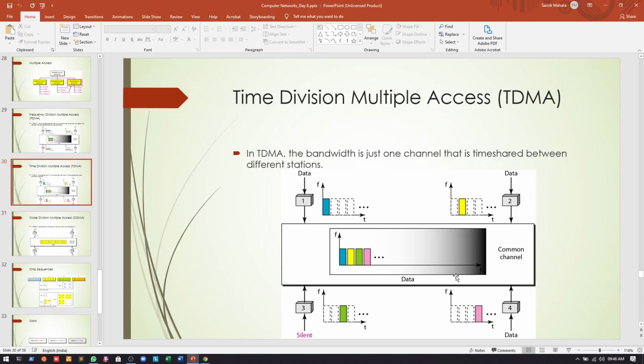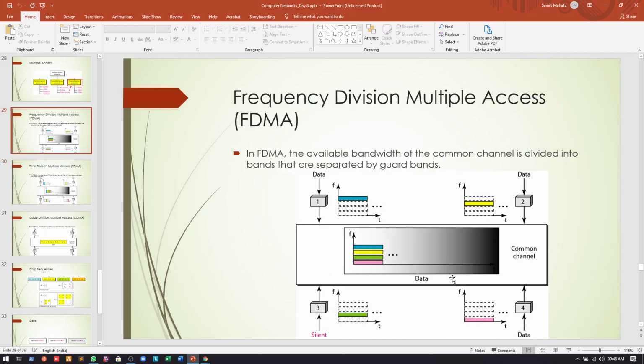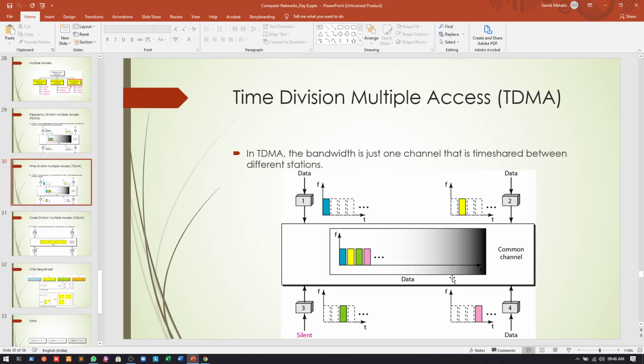And this is another protocol by which we can allow stations to send data in a single channel at the same time. But obviously they will have to follow the time slots that are given to them. In the previous case they were following the frequency slots that were given to them. Now I hope FDMA and TDMA are clear to everyone, because it is very easy actually.